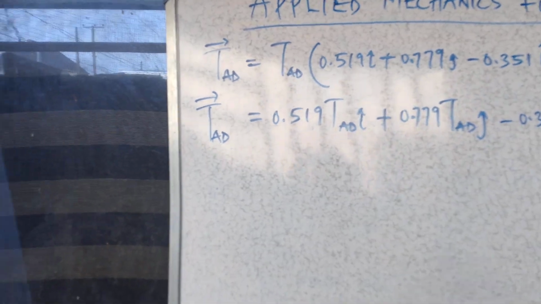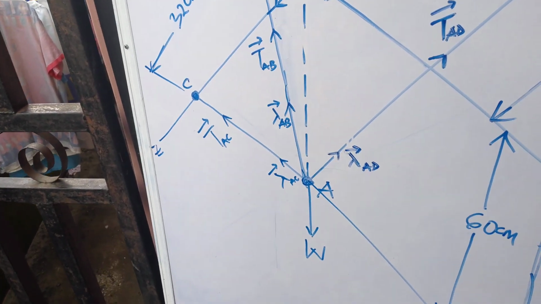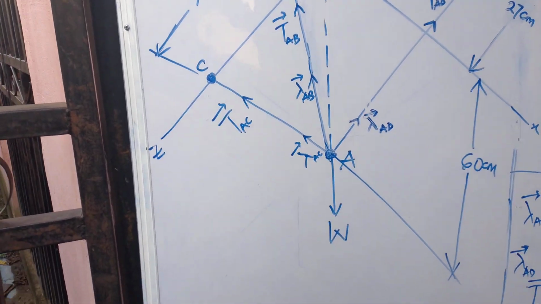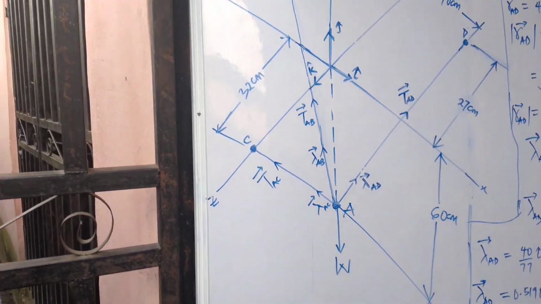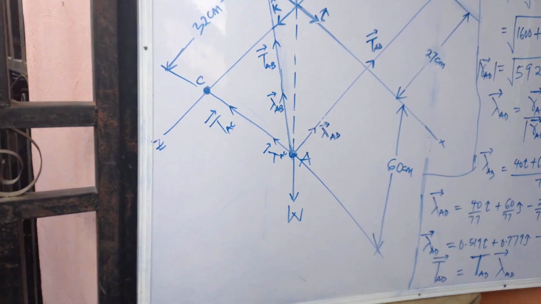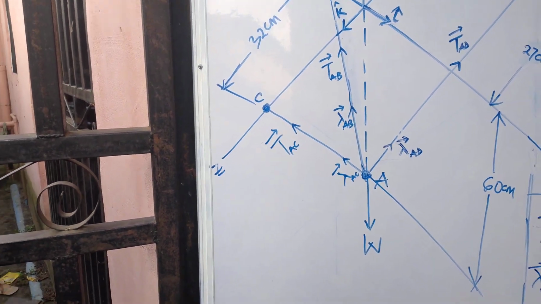Now go back to that diagram. Now we have the weight acting vertically downwards in the free body diagram. We observe that the weight is acting vertically downwards, that's W. Since it's acting vertically downwards, this is also a vector, vector W.